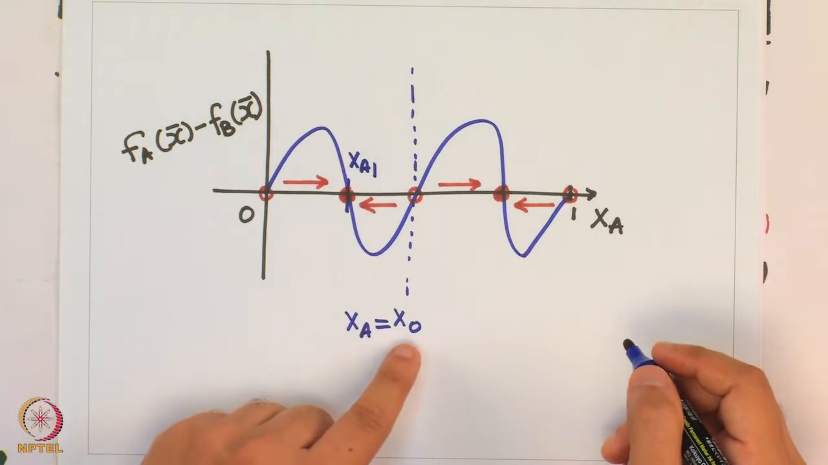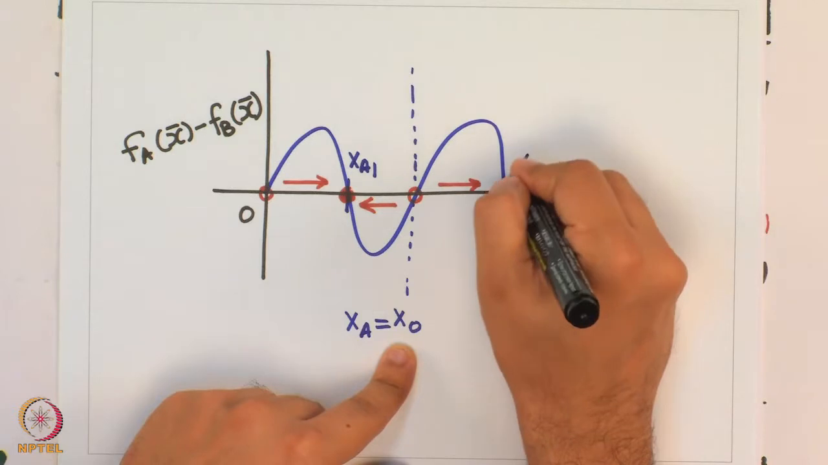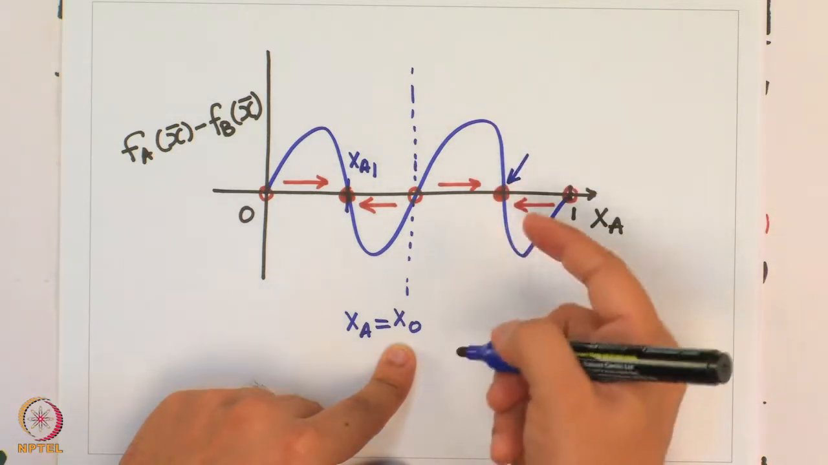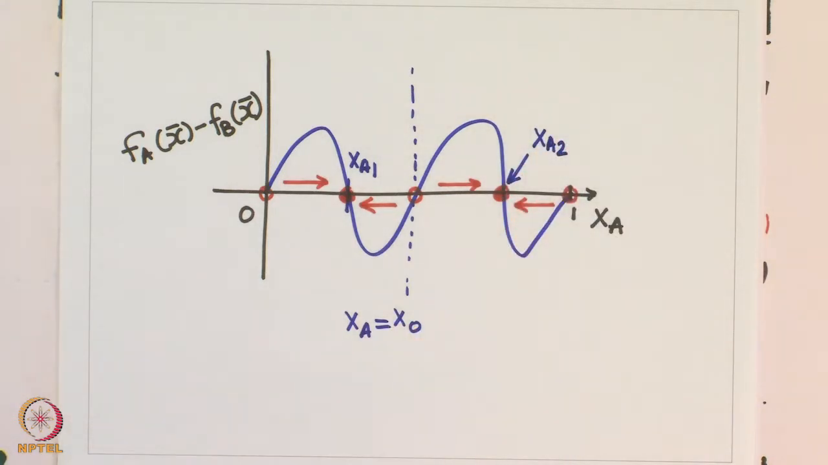Whereas, if the starting point was between x a equal to x naught and x a equal to 1, then the system is going to converge to this stable steady state, which also ensures coexistence, but at x a equal to x a 2. So, again these systems can exhibit different dynamics depending upon the precise nature of f a minus f b curve. So, the next question that we have is how do we actually arrive at analytical expressions for these f a minus f b expressions that we might have.